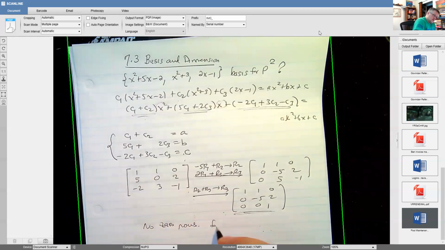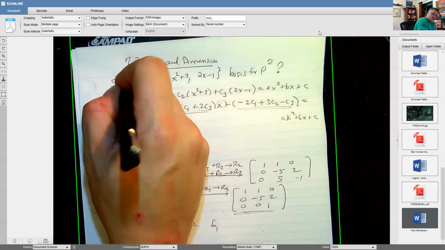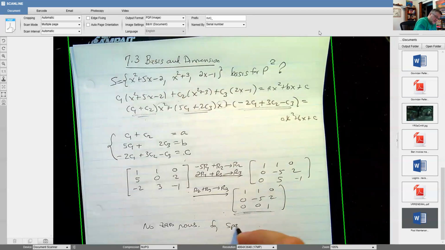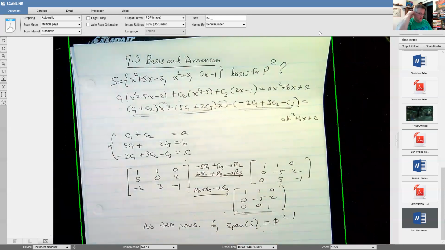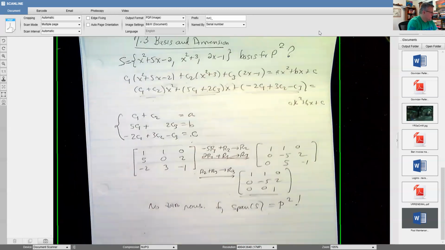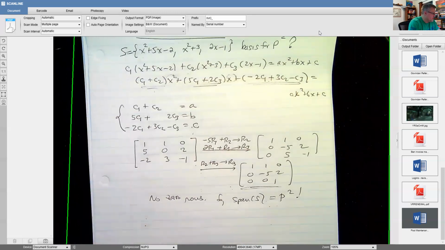And so let's call this set S. The span of S is P2, right? All right, good. So that's exactly the same as it was before.